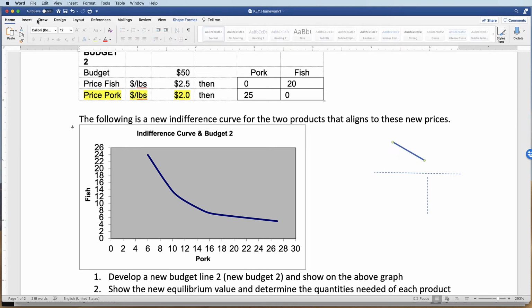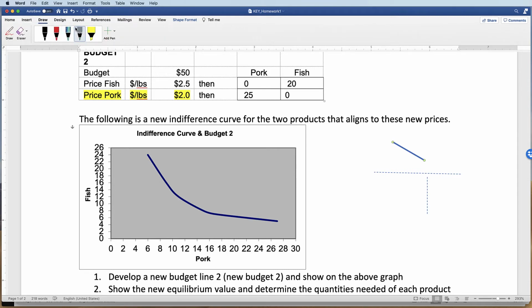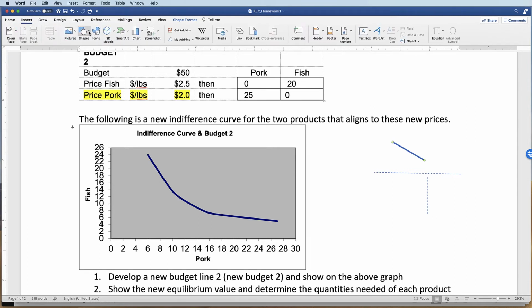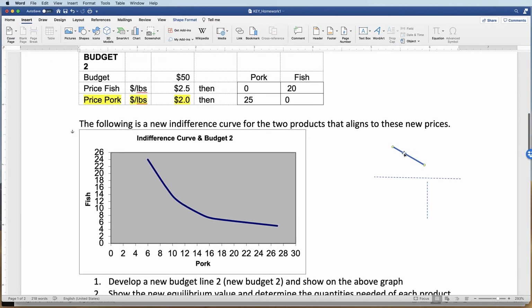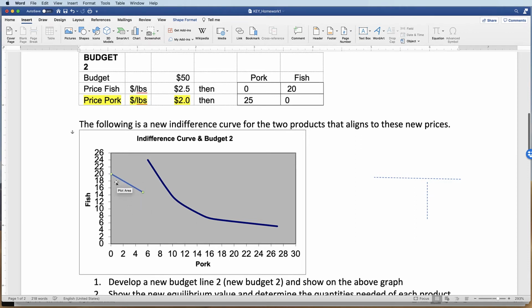You just basically go to insert shapes, and I pick these to draw these. So I'm going to drag that over here, and for fish, that was 20. So I start my line right there, grab the other end, and go over here to pork, which is possible to buy 25. So I go kind of right between those two, and I'm going to put 25 right there.